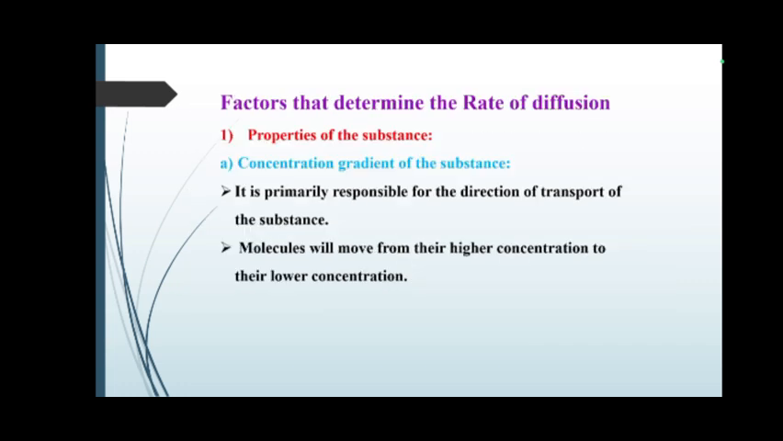Factors that determine the rate of diffusion. The first is properties of the substance, which includes the concentration gradient of the substance. It is primarily responsible for the direction of transport of the substance.